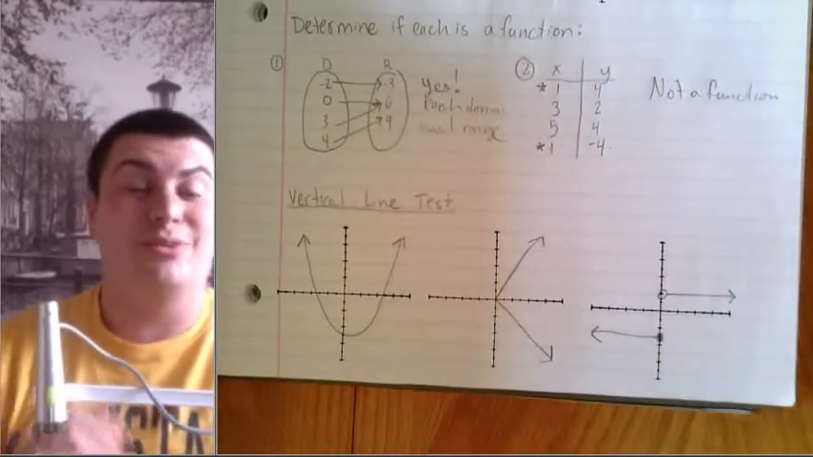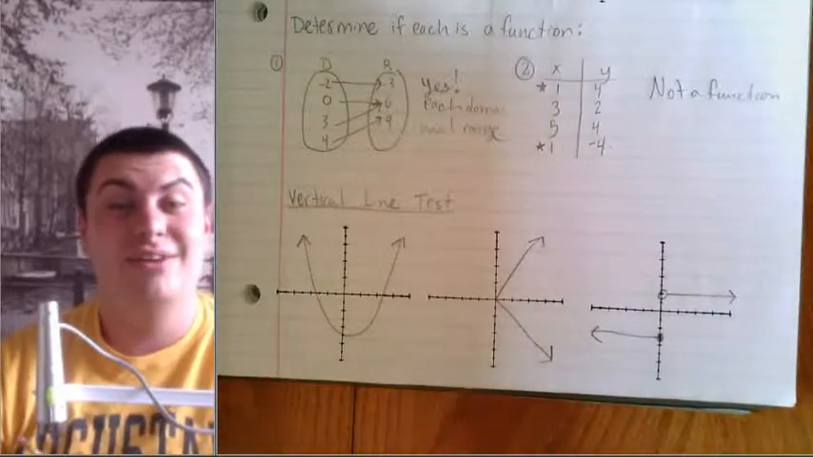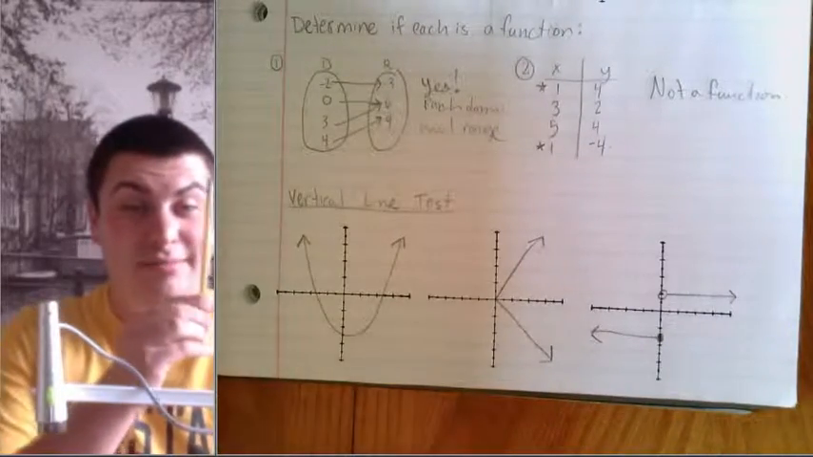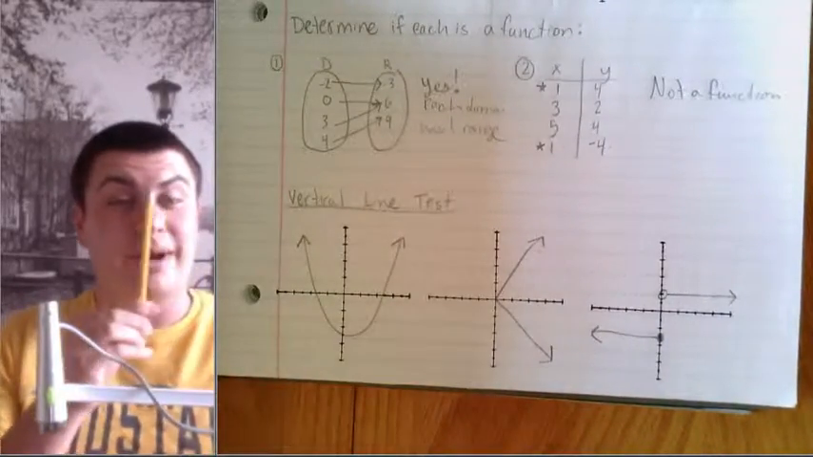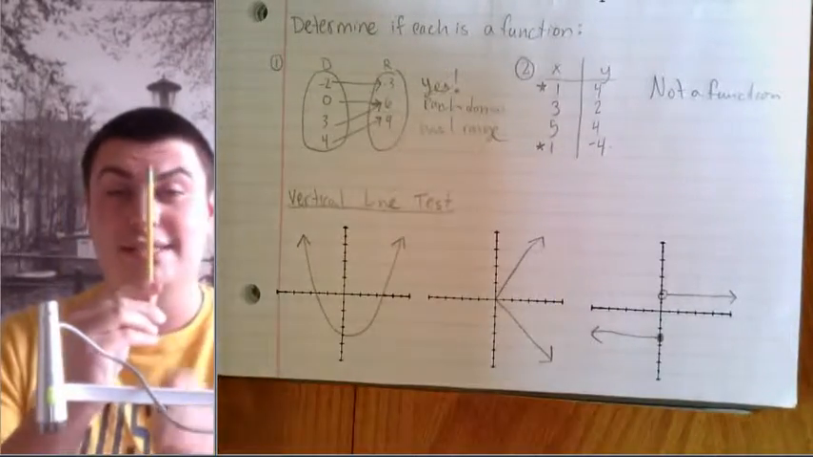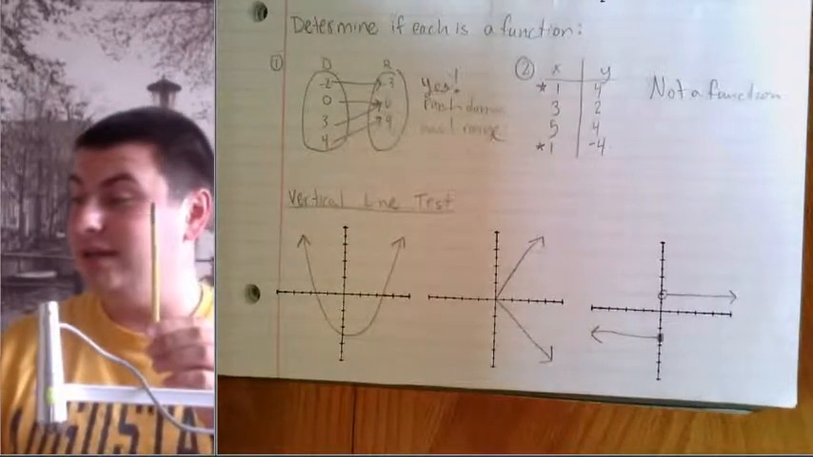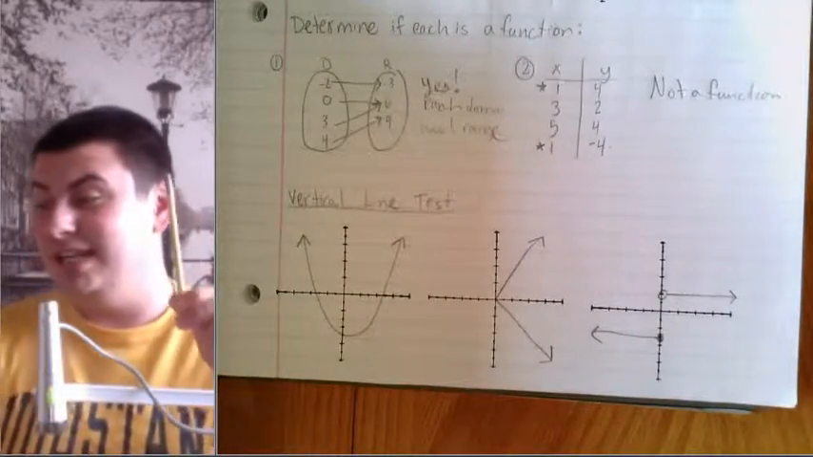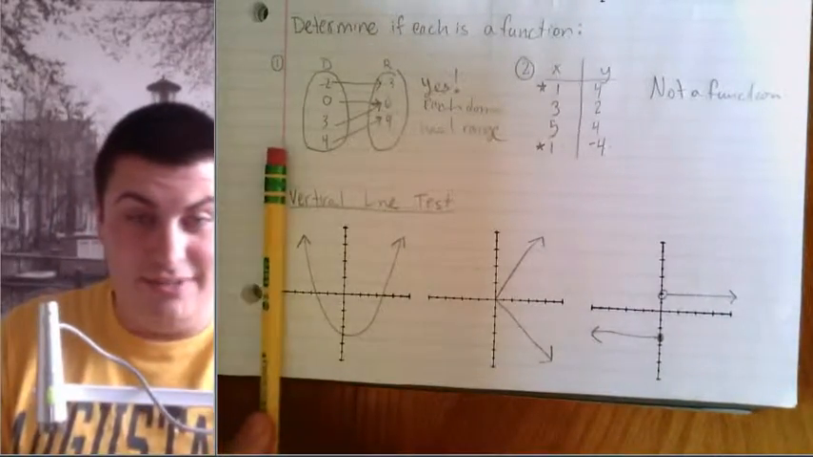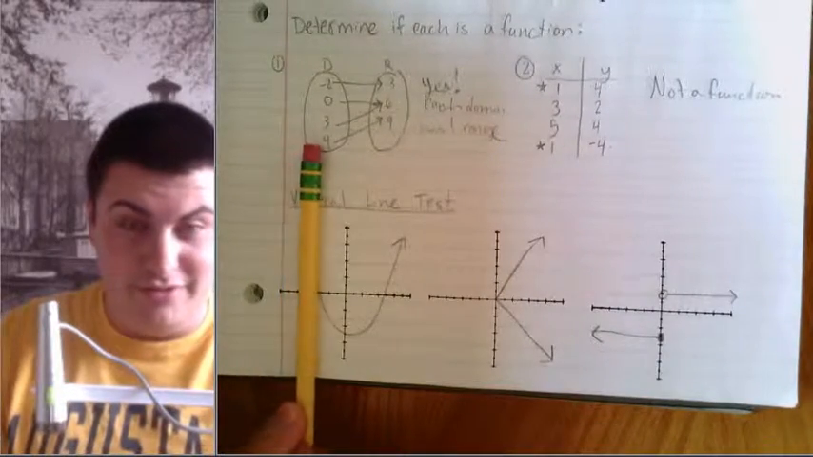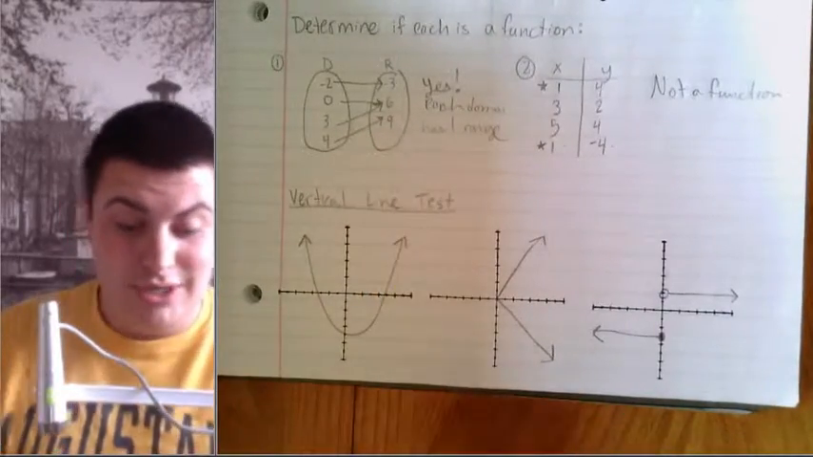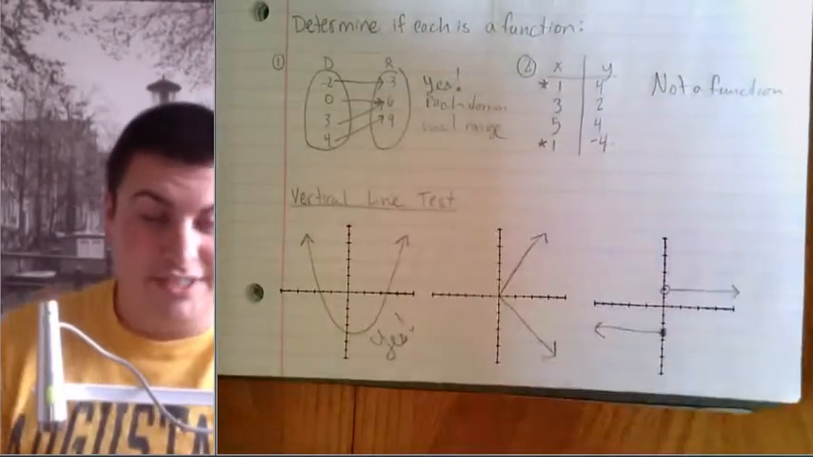One way, if we're looking at a graph, that we can tell if a graph is of a function is to perform the vertical line test. If we move a vertical line, meaning it's going up and down, through the graph of a relation, and the graph does not cross more than once, the graph can only cross one time. If this vertical line intersects the graph more than once, it is not a function. So let's look. We have this first graph of a parabola. If we put our vertical line through once, great. Yes, this is a function.